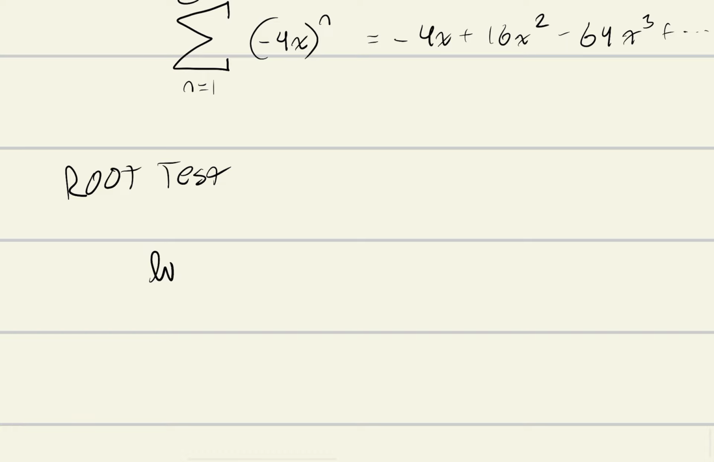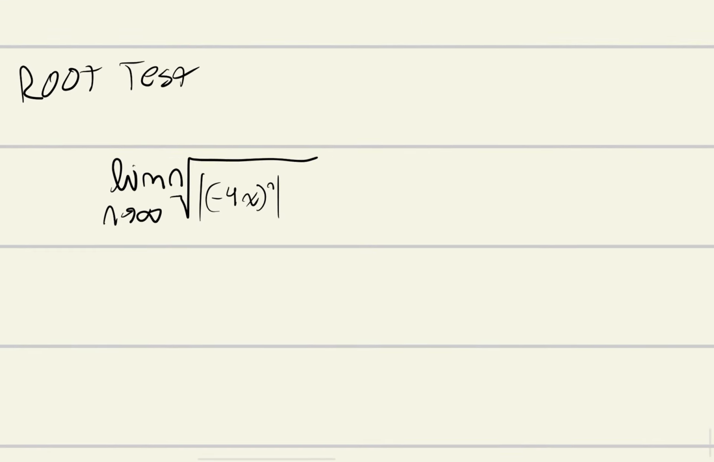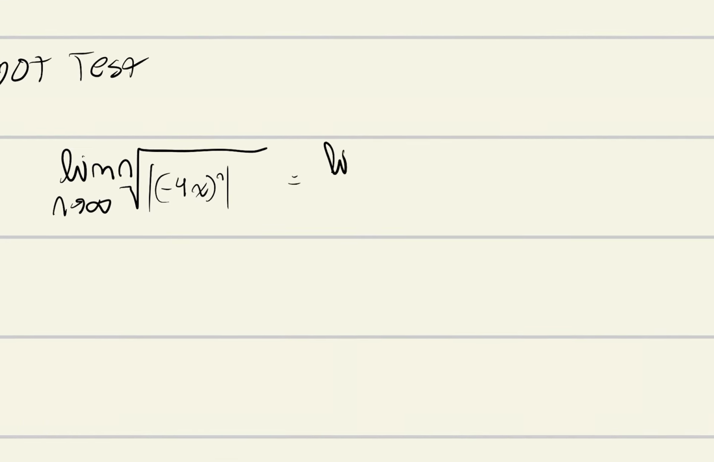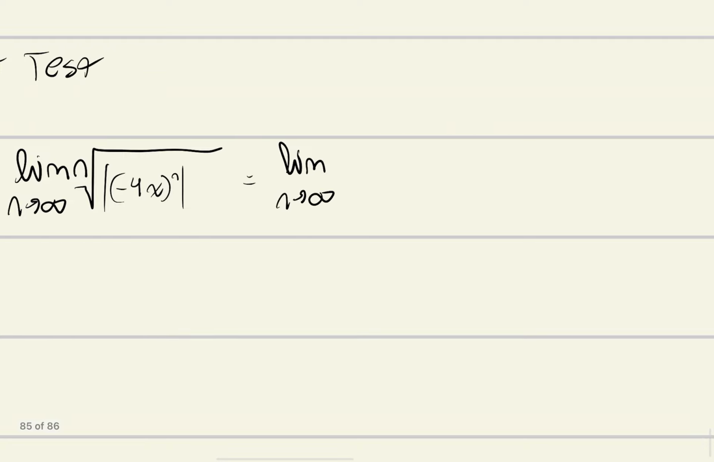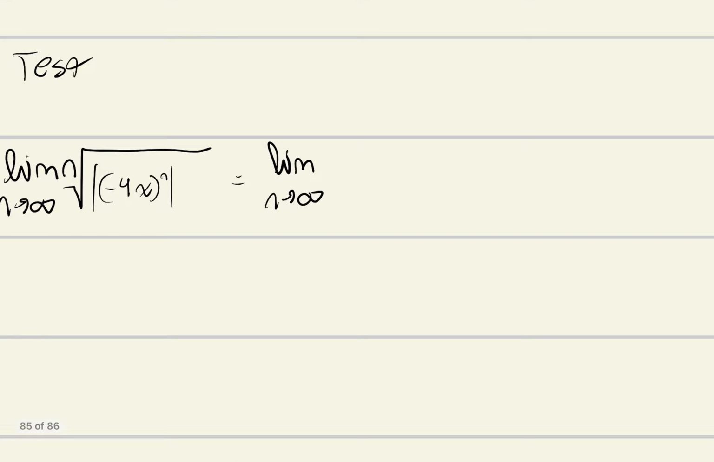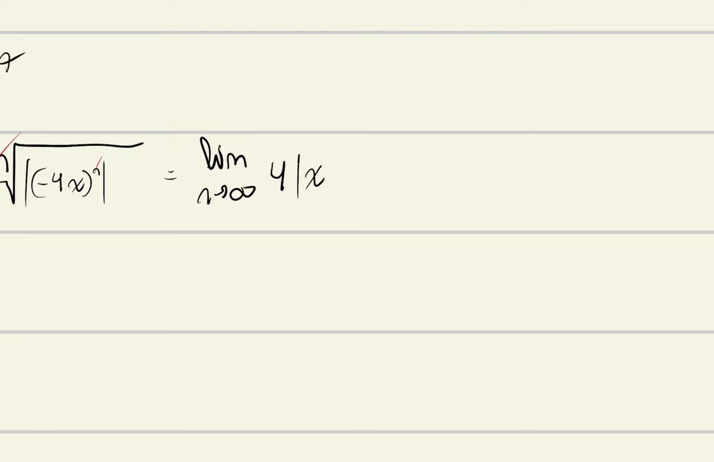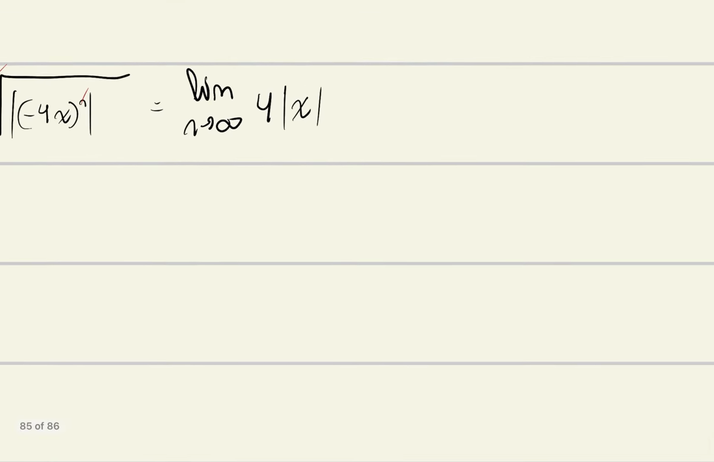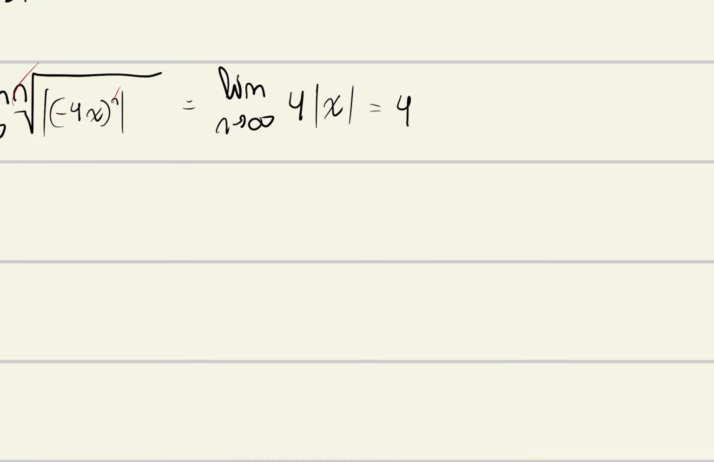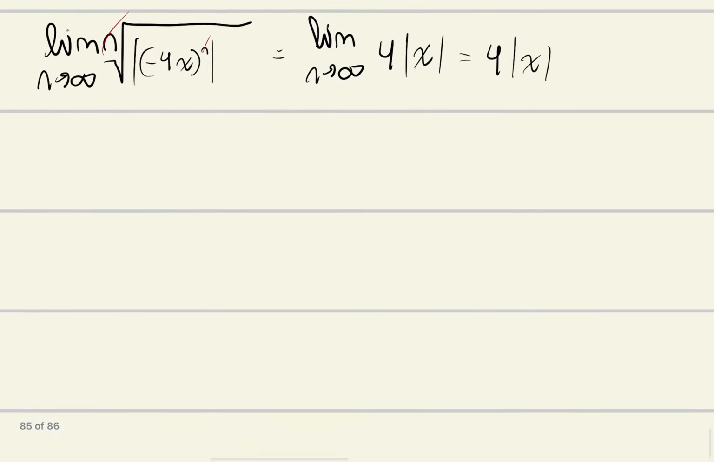For that, we take the limit as n goes to infinity of the absolute value of -4x to the n, to the nth root. That would equal the limit as n goes to infinity. The n and the n cancel out, and we would have 4 times the absolute value of x.